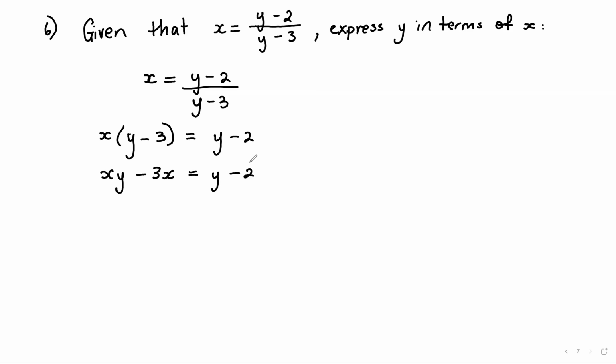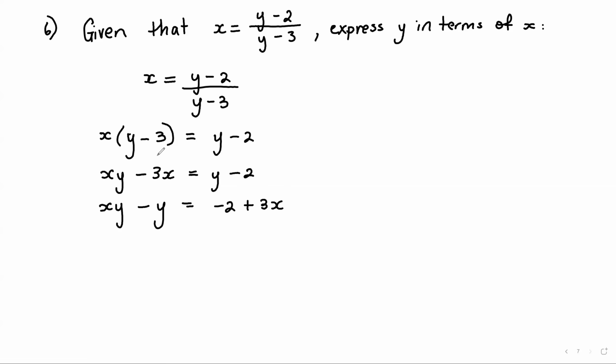At this point, I want to group all my y's together and all the other terms on the other side of the equation. So I'm going to move y from the right-hand side to the left-hand side. Now this is positive y, right? Or I could represent this right-hand side as negative 2 plus y. So I'm moving plus y to the left-hand side, so it will become minus y is equal to minus 2 plus 3x. When I move minus 3x to the other side, it'll become plus 3x.